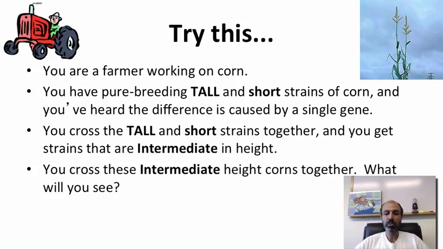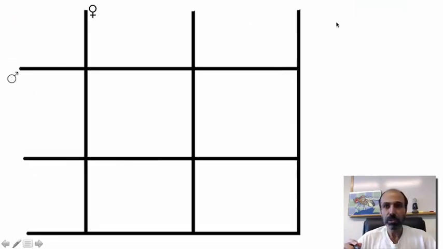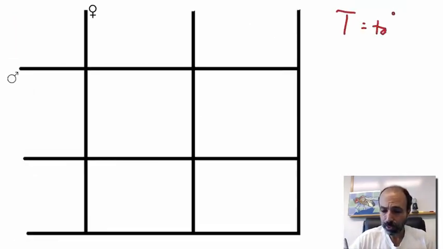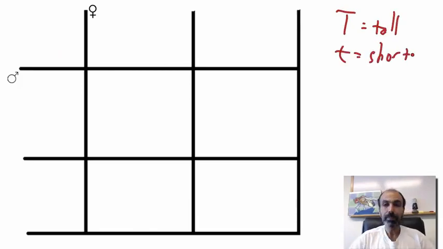So you cross the tall and short strains together, and in this case you get strains that are intermediate in height. So in this example, we don't actually have dominance like in the previous example. So you cross these intermediate height corns together, what would you see? Well, let's work through this together. So again, we started with pure breeding tall and short strains, right? Let's imagine the alleles we're working with are big T for tall and little t for short. Okay? So let's imagine these are the 2 forms we're working with.